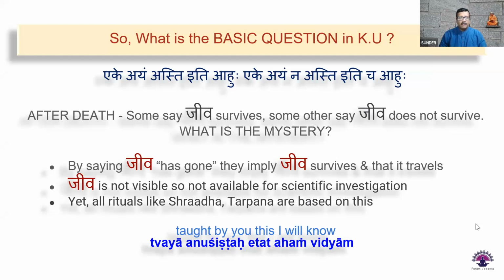We say in Kannada, Jiva hoitu, Jiva has gone. So this usage implies that not only something survives at death, but that something travels as well. So this is the basis of rituals like Shraddha, Tarpana. Now, Jiva is not visible and it is not available for scientific investigation. So this is therefore the basis for the question that Nachiketas is asking. And he is certain to get an answer here because he is asking this question to Yamadharma Raja.